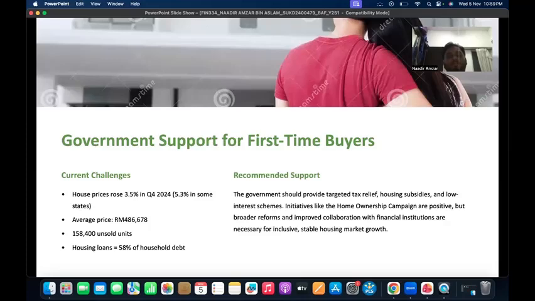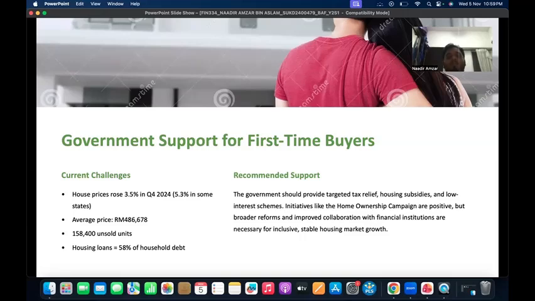So next, government support for first-time buyers. Now, let's look at the government's role. In Malaysia, housing affordability remains a major issue. Housing prices rose 3.5% in late 2024, reaching an average price of 486,678, and there are over 158,000 unsold units. Currently, housing loans make up 58% of household debt, which shows how important home financing is to the economy.